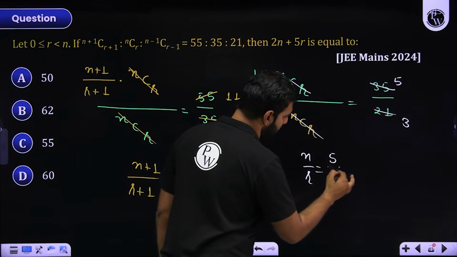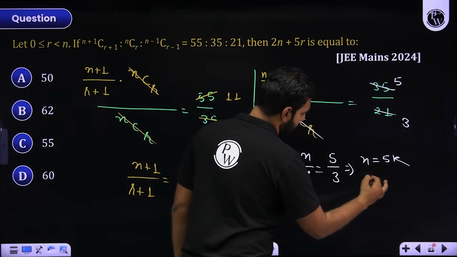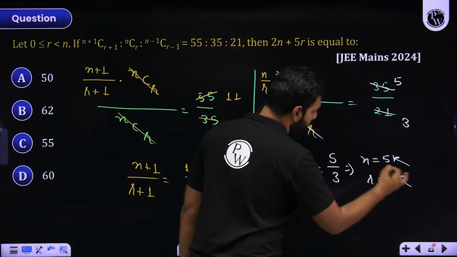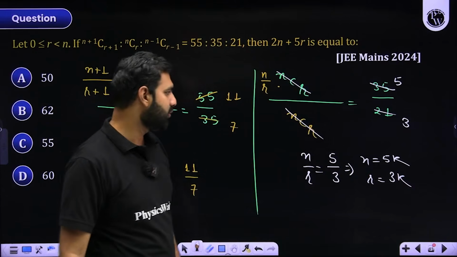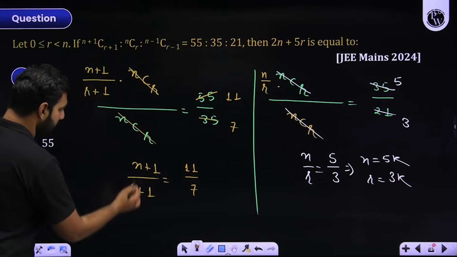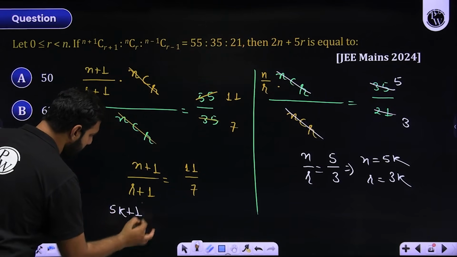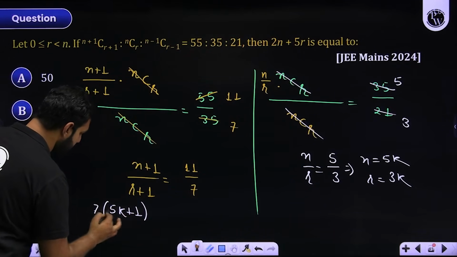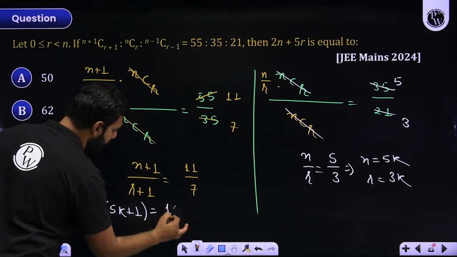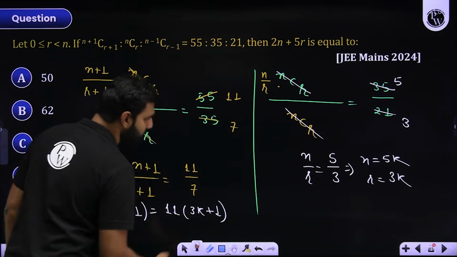It is 5 is to 3. So from here, can I say N as 5K and R as 3K? I hope so, because the ratio of N is to R is 5 is to 3. N and R can be treated as 5K and 3K. So if I replace 5K and 3K here, 5K plus 1 into 7 should be equal to 11 into 3K plus 1. Are you getting what I'm doing here? I hope there is no confusion on that.